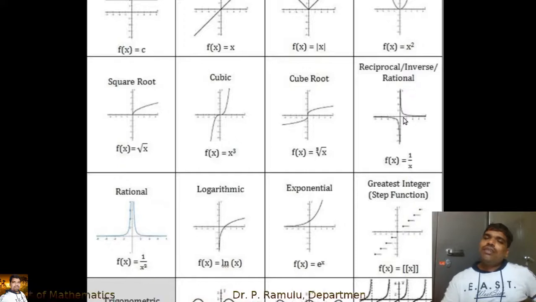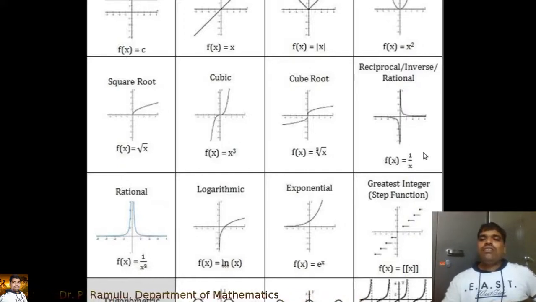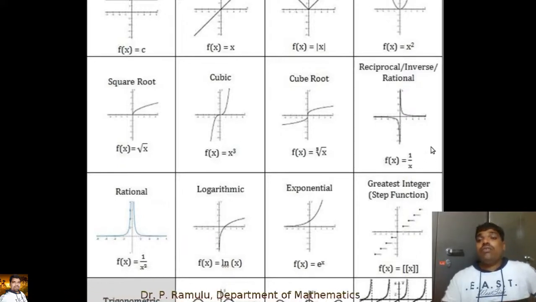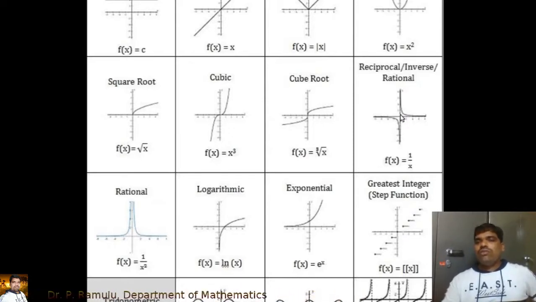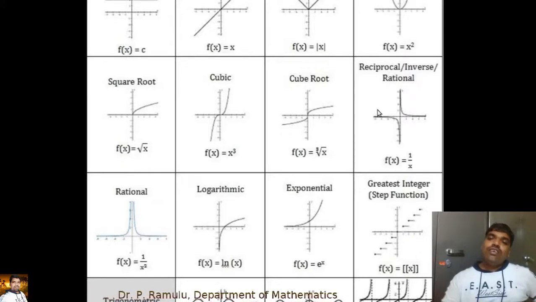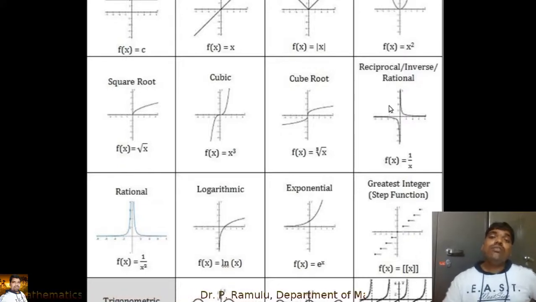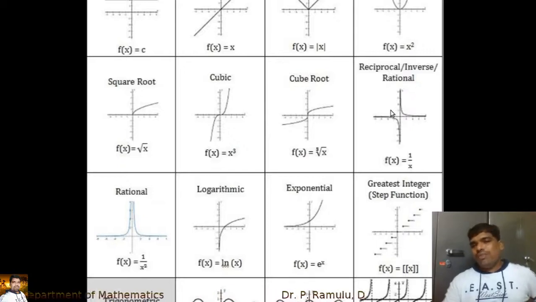At 0, what happens? If I substitute 0, then 1 by infinite. I don't know about the infinite value. At 0, it does not have an image for this graph. So it goes to infinity, but we don't know the value at 0. That's why I am calling this a reciprocal function. This function is defined from R star to R. If the function is defined from R to R, it is not a function.